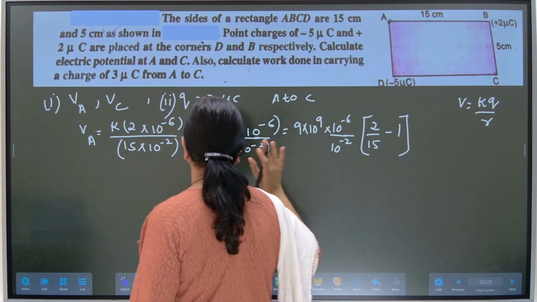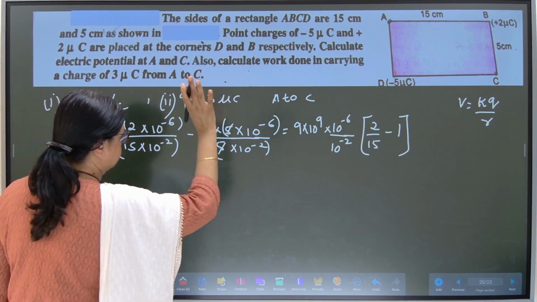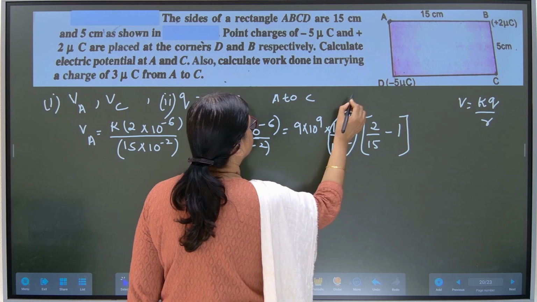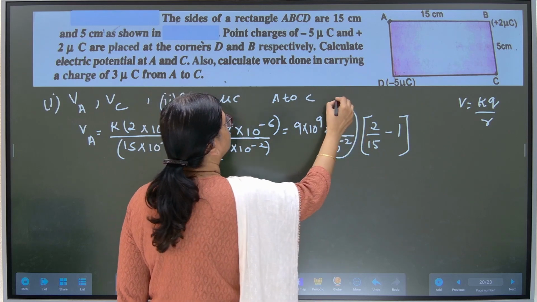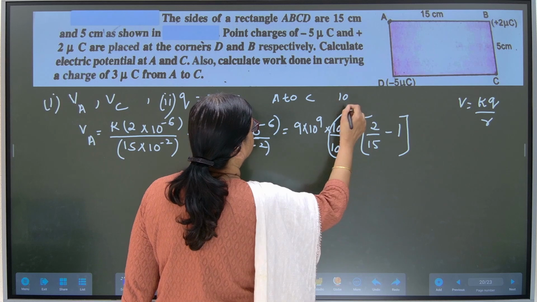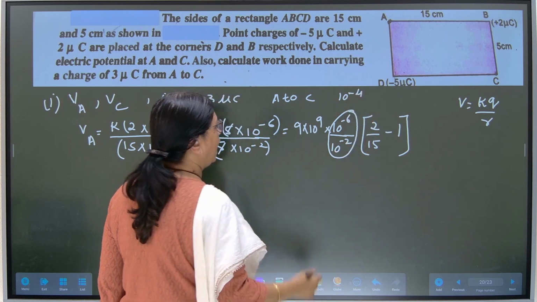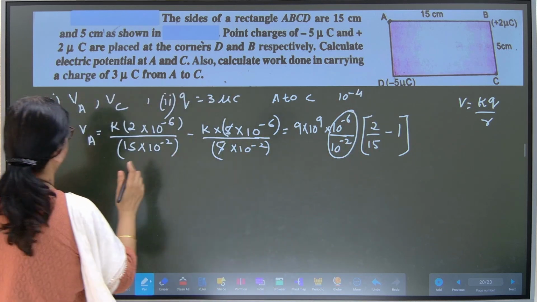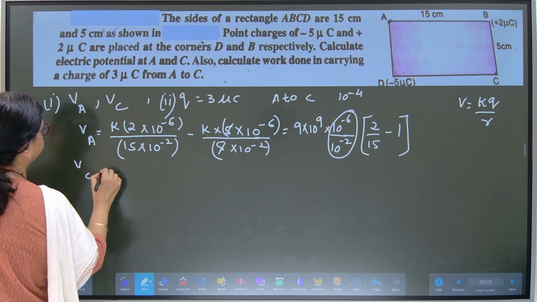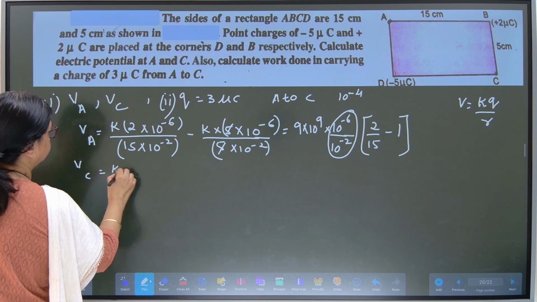Clear? Now I have to do the maths. Here I can just write this power together as minus 6 plus 2, 10 raised to minus 4, and do my maths. Fine. Now similarly we will do, similarly VC is equal to K.